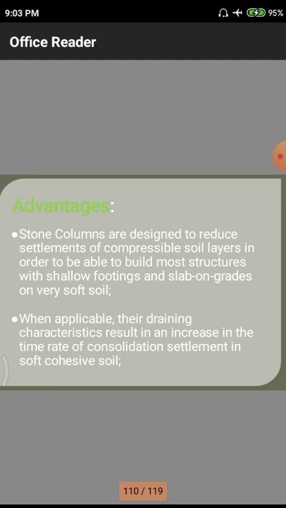Definitely in very soft soils these stone columns are applicable; they are not preferable in sandy soils or silty soils. Their drainage characteristics result in an increase in the time rate of consolidation settlement in soft cohesive soil. Draining means the stones flow very easily. That means there is no particle bonding between stone and stone, so they are easy to drain in a particular filling.